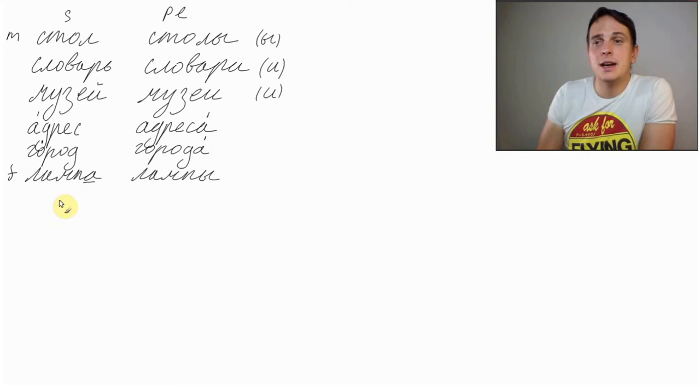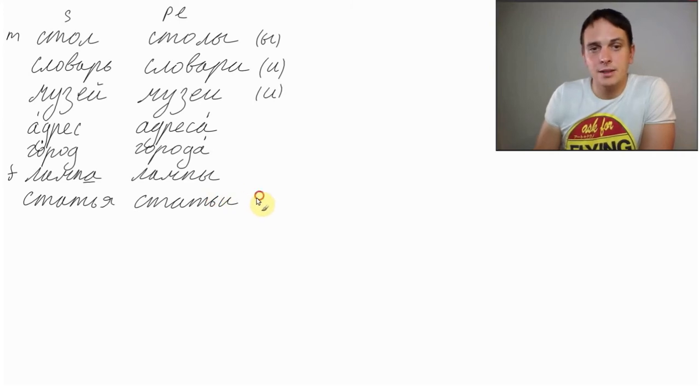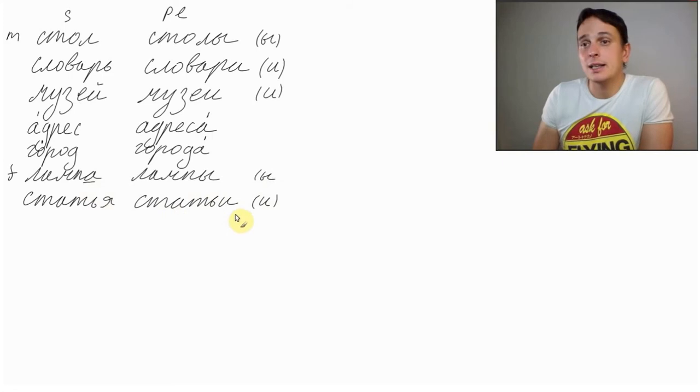Статья. Статья is article. Статья ends in ya, and in plural it becomes статьи. Ending и. Лампа, лампы, ending y. Лампа, лампы, статья, статьи.